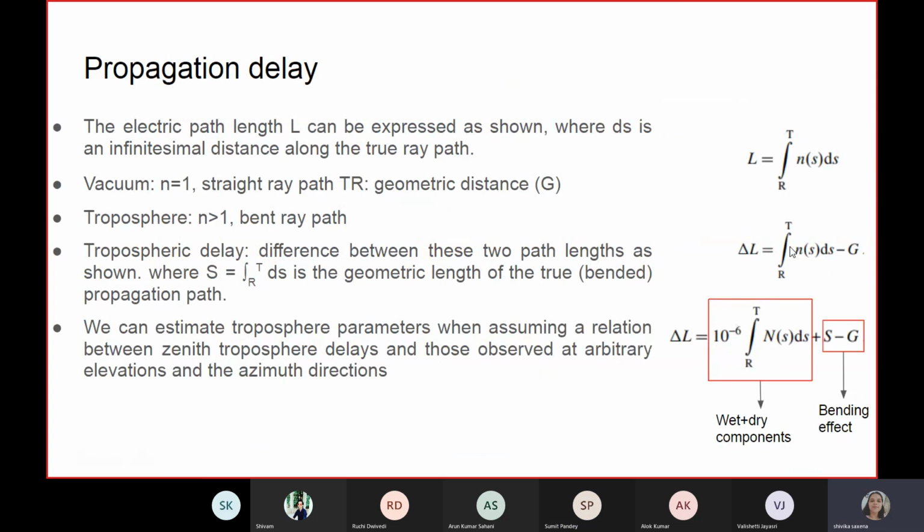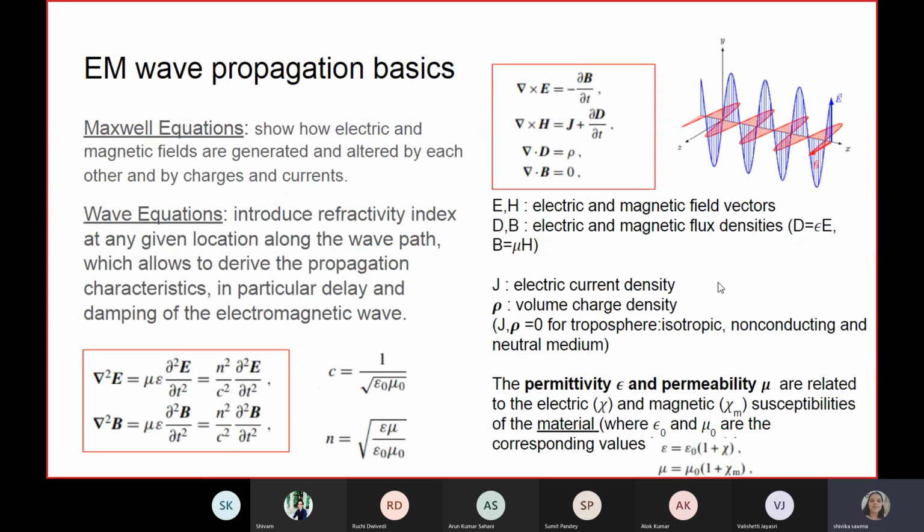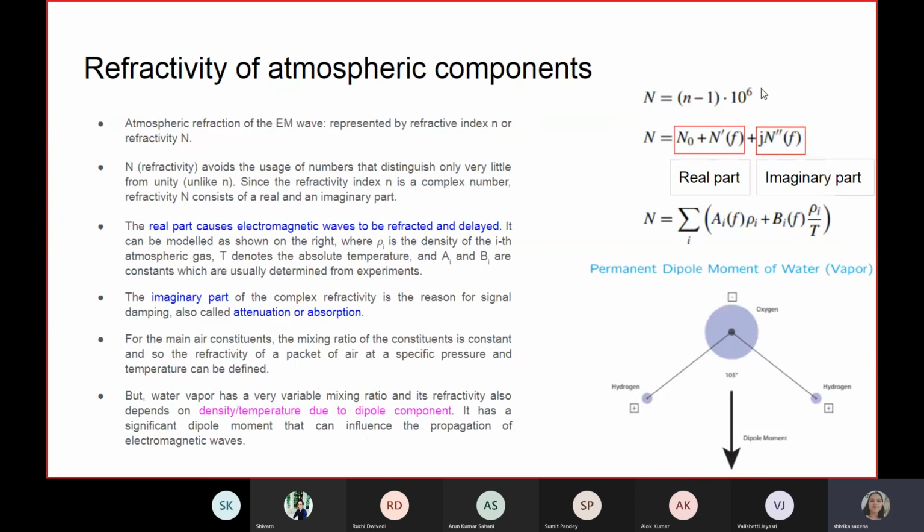This is what we are doing here. This third equation we are getting by just putting n, by using this relation, the topmost equation. So instead of small n, we want to use this capital N. What is capital N? Refractivity. What is small n? Refractive index.